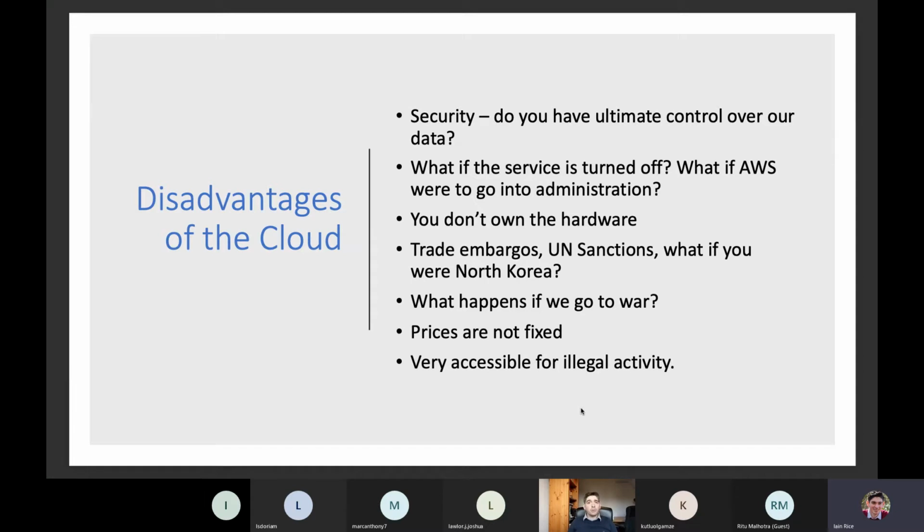You don't own the hardware. So especially from a financial point of view, in terms of your company, you're at a risk there. You don't have an asset that you could sell if you needed to.